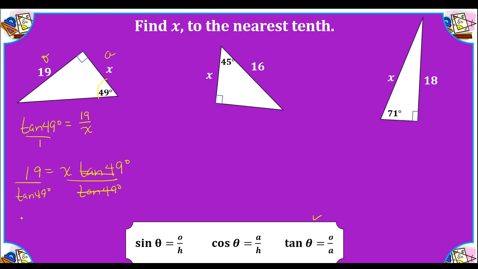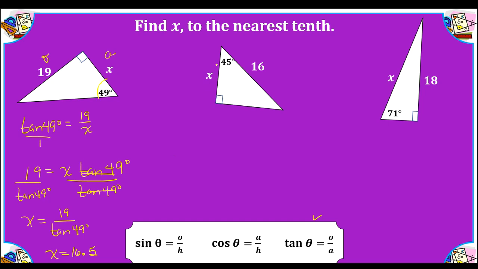And now, in the calculator, I'm going to use the n over d feature. So calculate this. And I'm going to put 19 in the numerator, and then tangent 49 in the denominator, and I get 16.5. So we're rounding to the nearest tenth here, so 16.51. So I am going to say that length is 16.5.